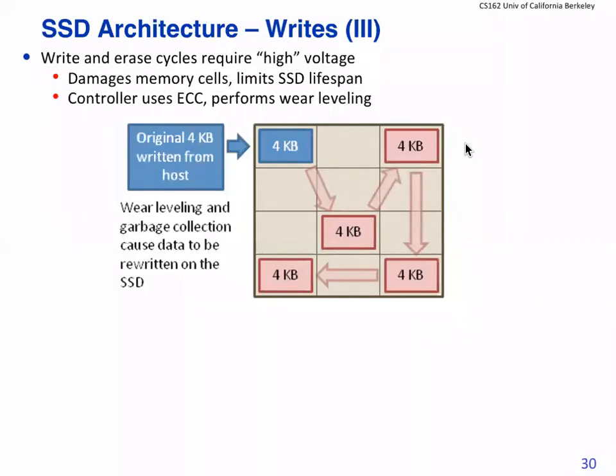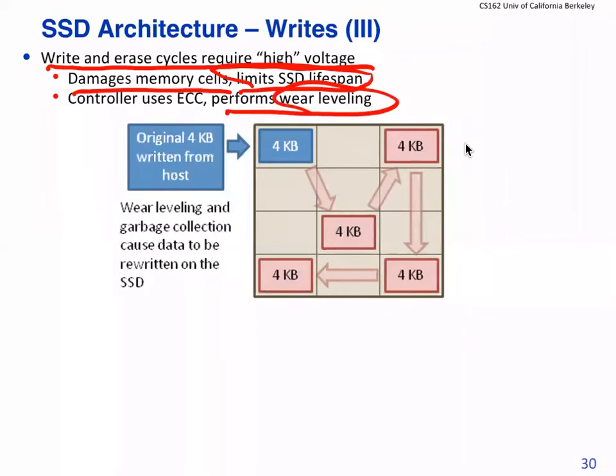So there are some challenges here. The write and erase cycle requires high voltage, and this may damage memory cells and limit the SSD's lifespan. The controller uses error correcting code and something called wear leveling. Error correcting code we know; most memory chips use it, and we have seen its use, right? Even in hard disks we have error correcting codes. What is wear leveling here then?